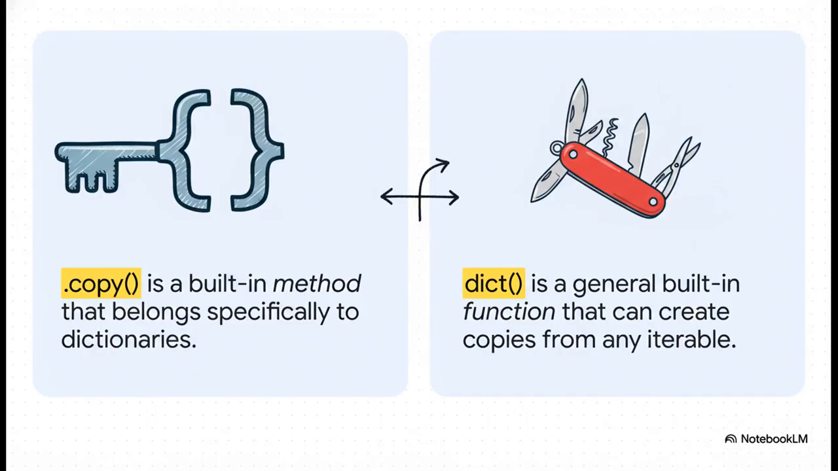So which one should you be using, the .copy method or the dict function? Well, the truth is they both work perfectly. The .copy way is a method that's specific to dictionaries, while dict is a more general function in Python. Honestly, the choice really just comes down to your personal coding style, or maybe what your team prefers. The most important thing is to just pick one and stick with it for consistency.